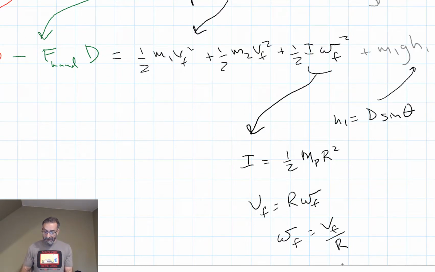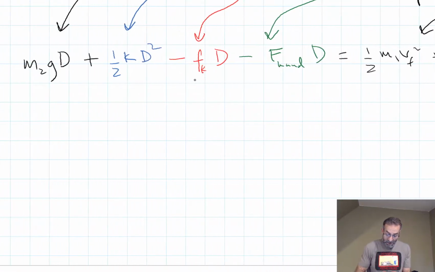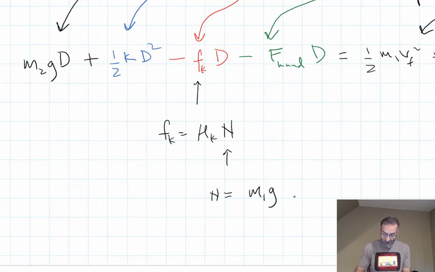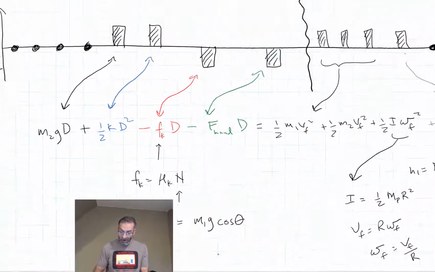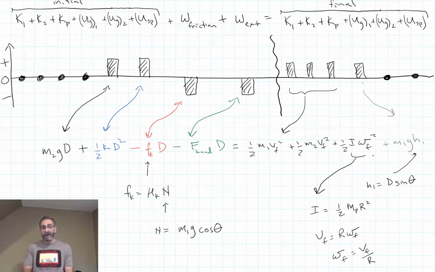We can plug that in, and then we can just solve for v final. F hand was given, d was given. What's our friction force? That's mu times the normal force. And the normal force, because we're on an incline, is m1 g cosine theta. And once we plug those values in, we'll have one equation with one unknown, and that unknown is v final, the velocity of the two masses at the instant we're looking for.